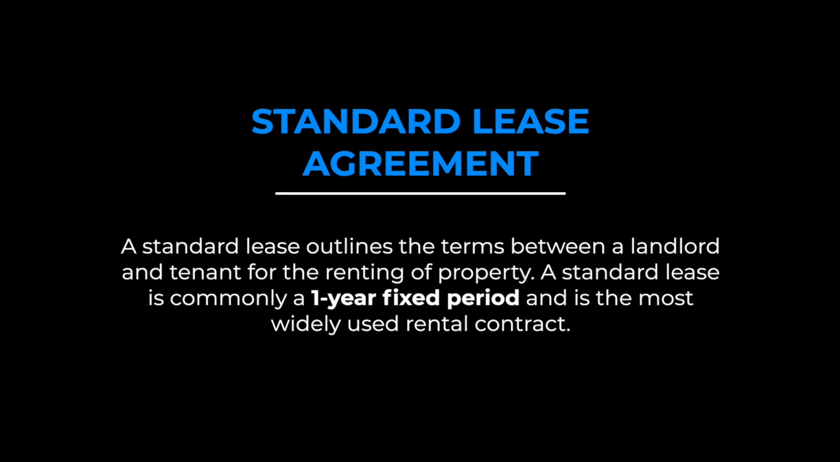Let's start by going over the different types of lease agreements. A standard lease agreement. A standard lease outlines the terms between a landlord and tenant for the renting of property. A standard lease in Georgia is commonly a one-year fixed period and is the most widely used rental contract.